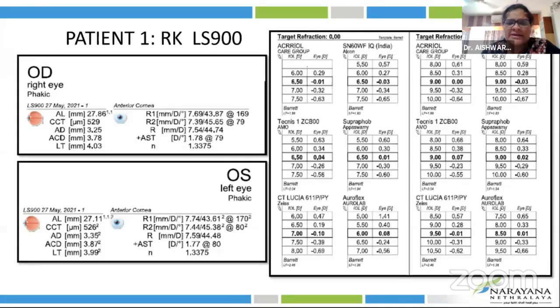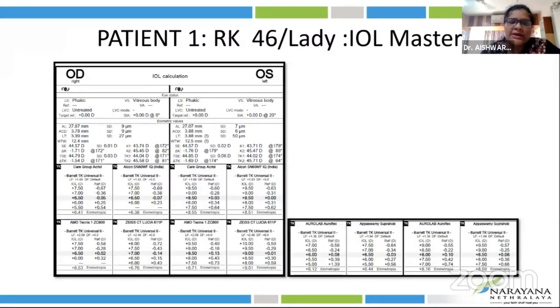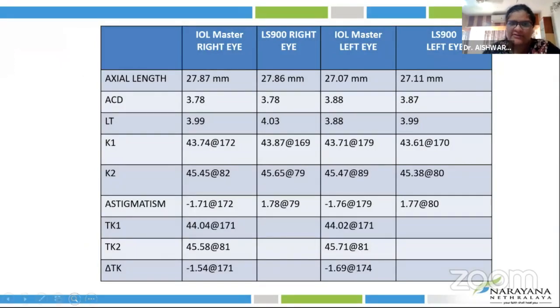Astigmatism in both the eyes looks fairly similar. Having this particular instrument, that is Lenstar 900, has given us this particular insight, and we wanted to compare it with IOL Master as well. So let us go to a particular sheet that I've made. The axial length in the right eye, if you see, in the IOL Master is 27.87 and in the Lenstar 27.86. Here in the left eye it is 27.07 and 27.11.